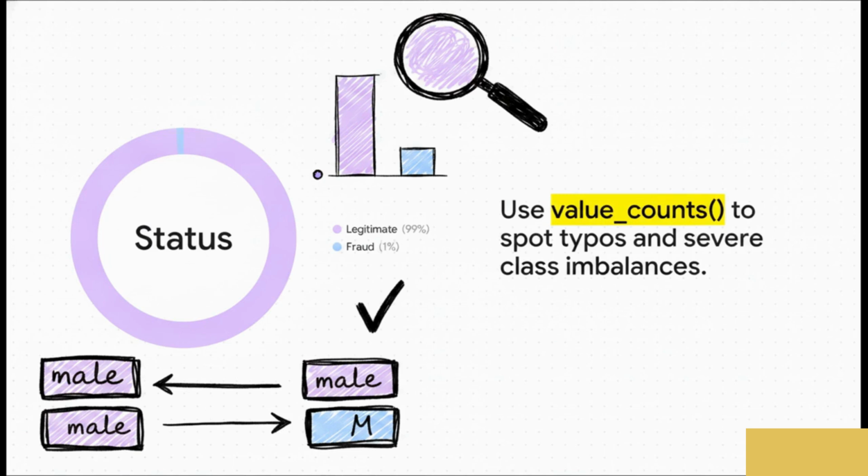It also exposes severe class imbalances. If 99% of your transactions are legitimate and only 1% are fraud, you absolutely need to know that imbalance exists before you start your work.